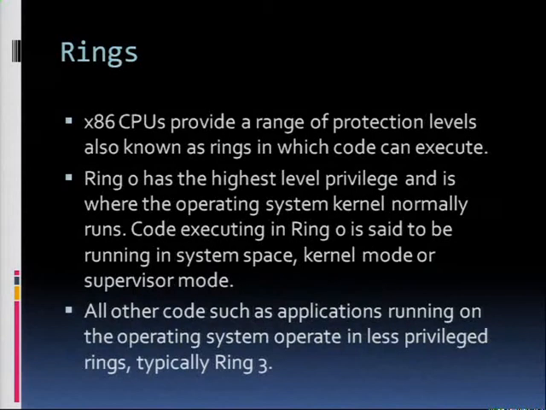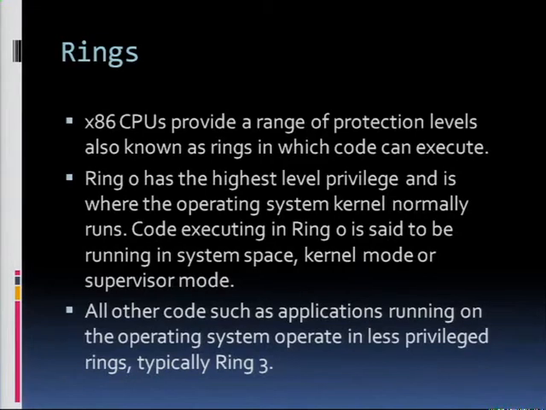So rings are basically a range of protection levels, which is basically where code can execute. There's a number of rings, and we'll do a graphic of that in a minute, but ring 0 has the highest level of privilege and is where the operating system kernel normally runs for a traditional operating system. Code executing in ring 0 is said to be running in system space, kernel mode, or supervisor mode. All other code, such as applications running on the operating system, operates in less privileged rings, typically ring 3. And in between those, there are other rings like ring 1 and ring 2, where things like device drivers run.